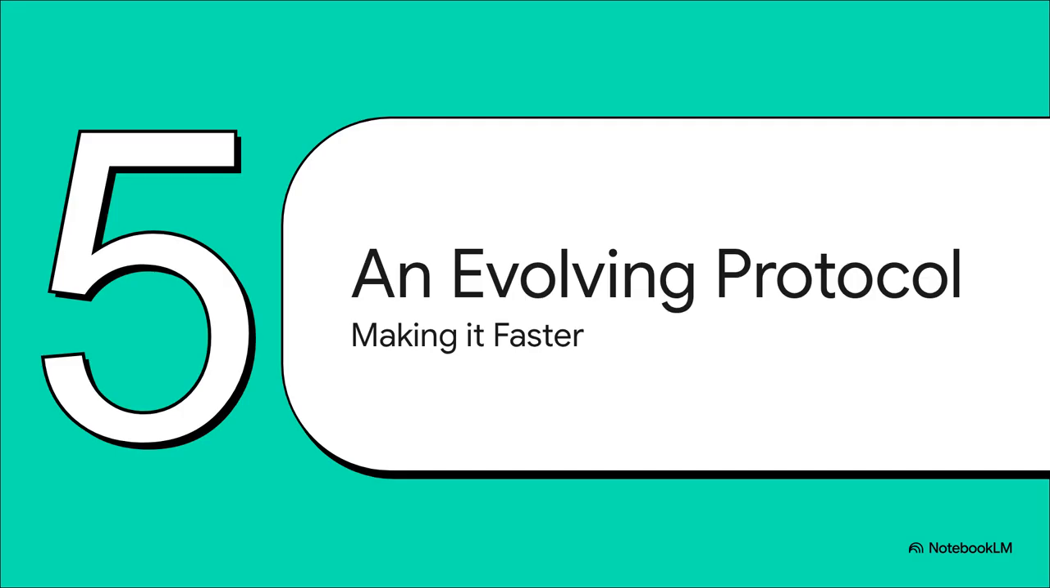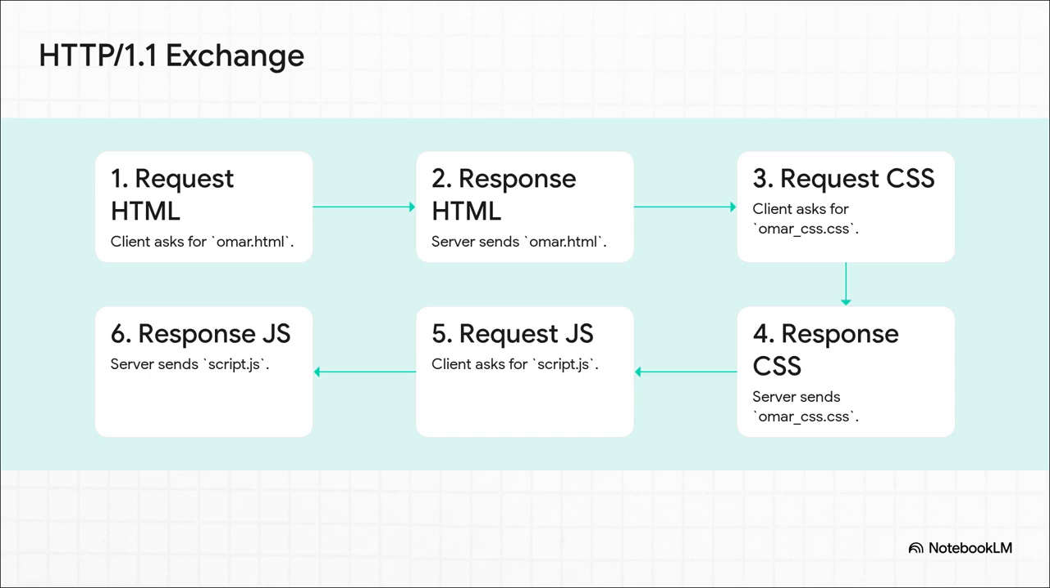But as websites got more and more complex, with tons of images, scripts, and style sheets, this simple conversation needed to get a whole lot faster. Back in the day, with HTTP version 1.1, the conversation was very polite, but it was painfully slow. The client would ask for the main HTML file, then it would wait. The server would send it. Then, the client would ask for the CSS file, and would wait again. The server would send it. One request, one response, one at a time. It worked, sure, but for the complex websites we have today, it was a massive bottleneck.